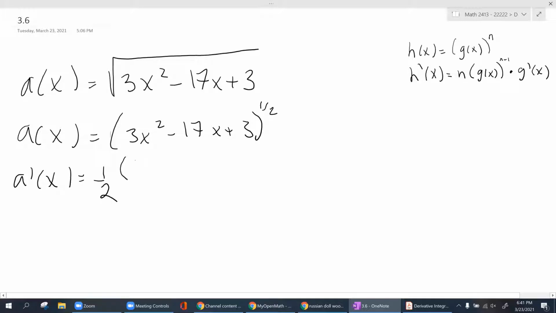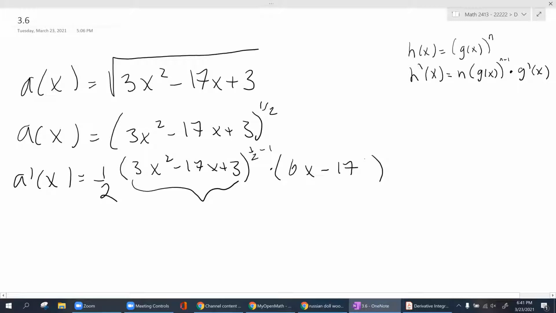No. You write down exactly what you have. It is the top minus 1, times the derivative of this inside. And you may want to go ahead and pause the video to find that. And you find out that the inside is 6x minus 17.